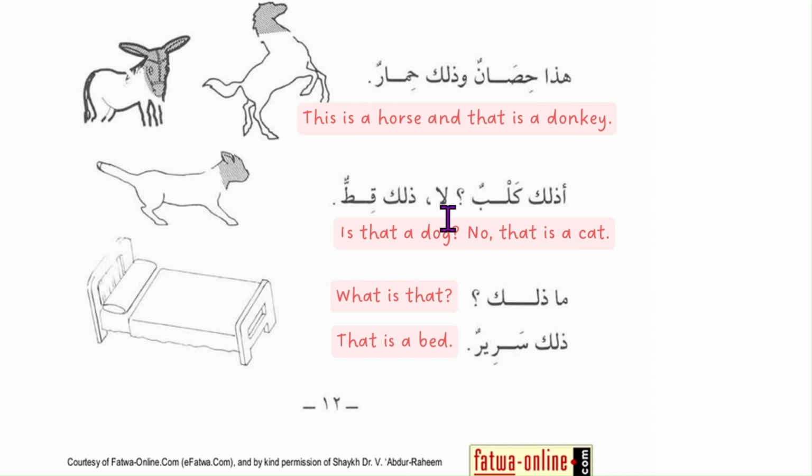Adhalika kalbun? La, dhalika kittun. Is that a dog? No, that is a cat. Ma dhalika? Dhalika sarirun. What is that? That is a bed.